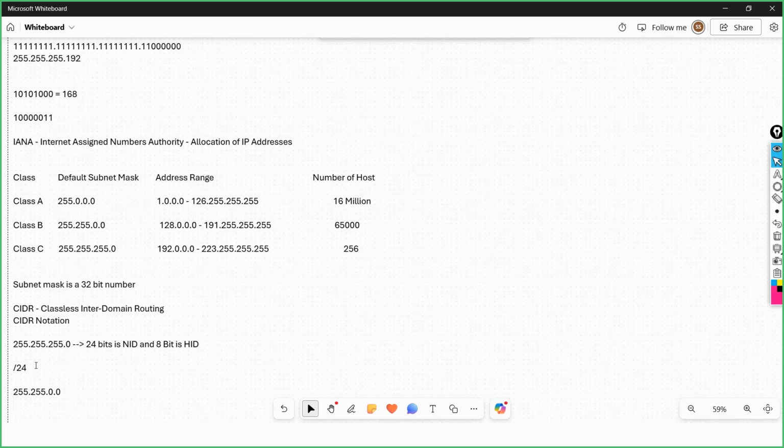Anyway, so these are the prerequisites which were required to go ahead and learn subnetting. And remember that subnetting is again a very powerful and important topic, because this is something which you will require everywhere.